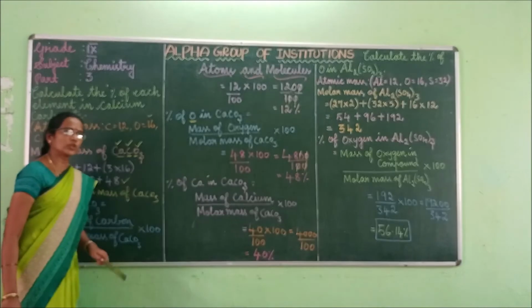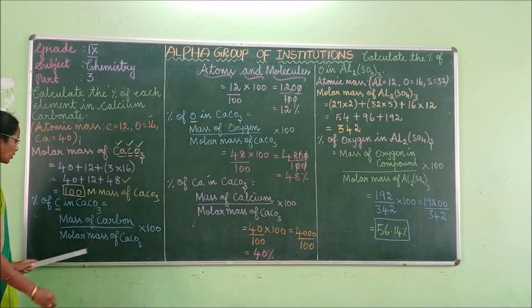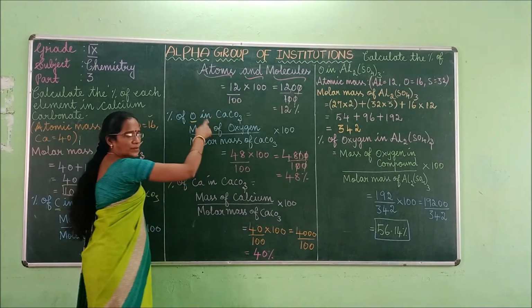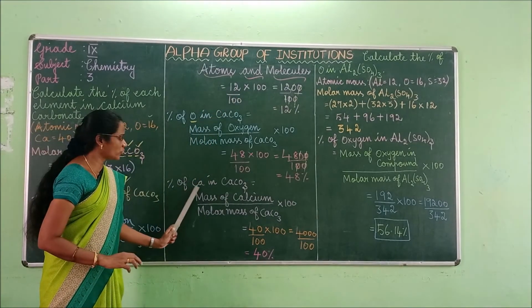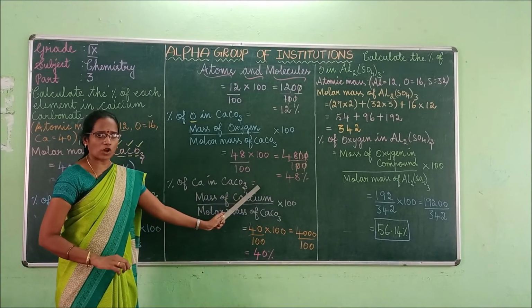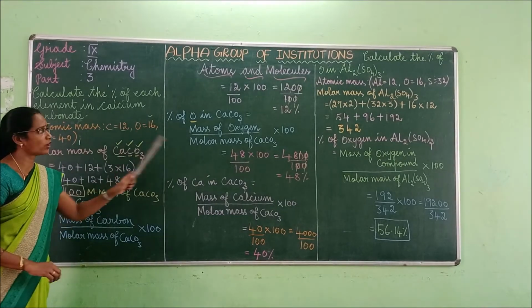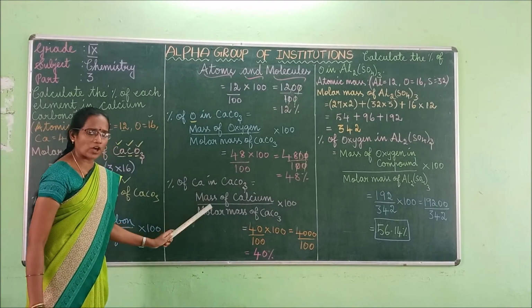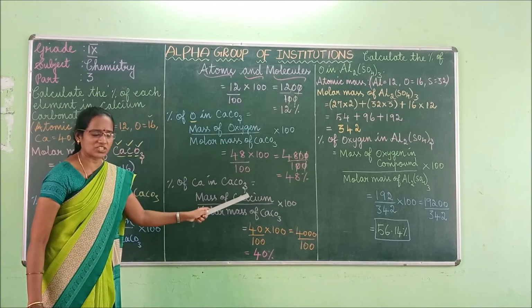So next what you have to do? Now you know the percentage of carbon as well as the percentage of oxygen, isn't it? Now the percentage of calcium in calcium carbonate. For all the three elements you have to find out. Already you know two elements, this is the last element. The same formula you have to apply. Instead of oxygen, you have to write calcium.